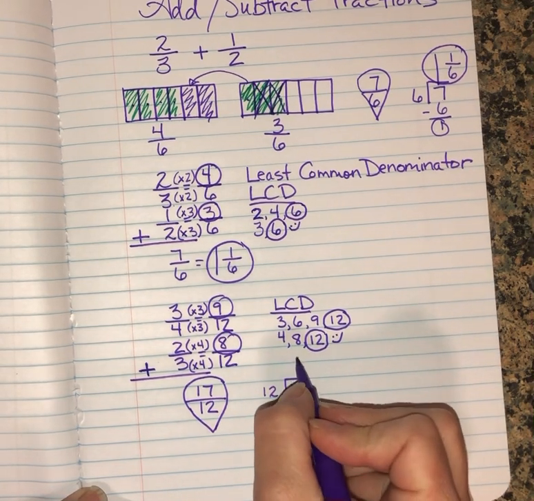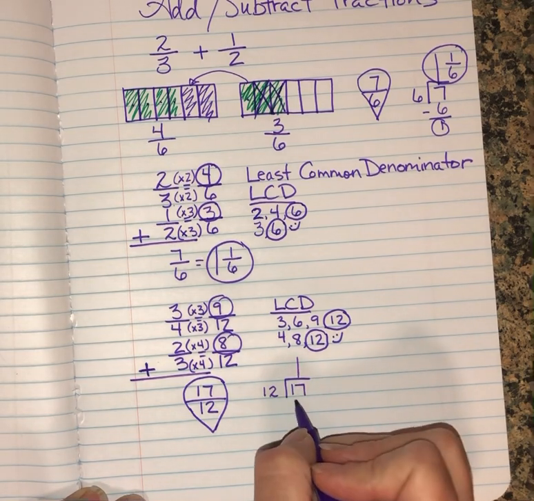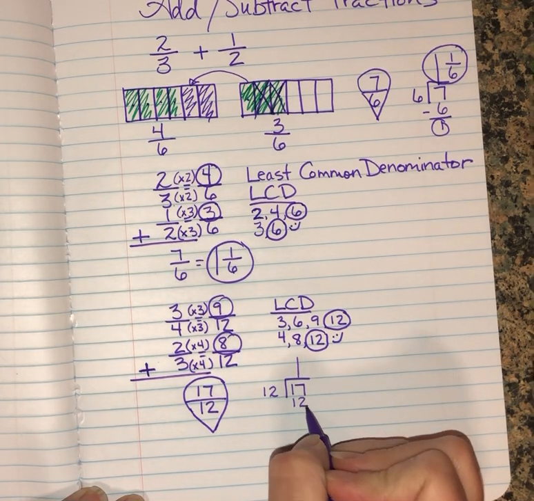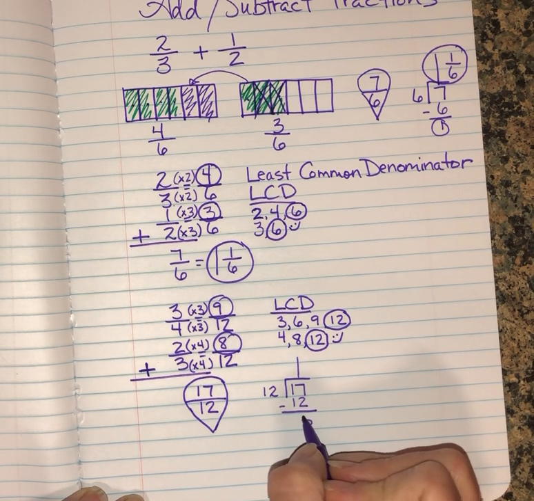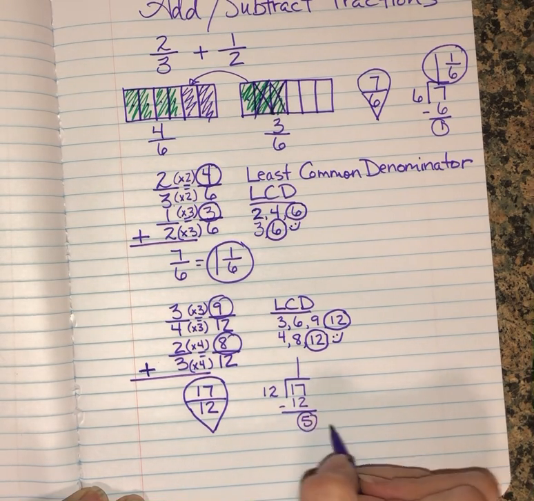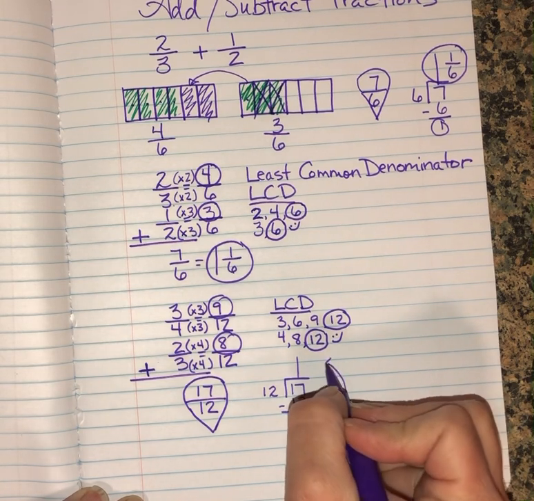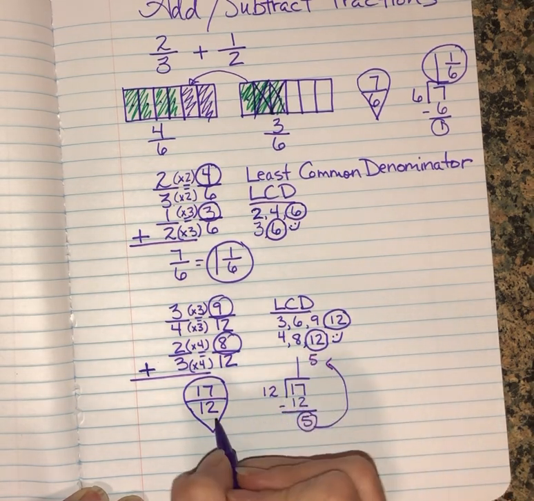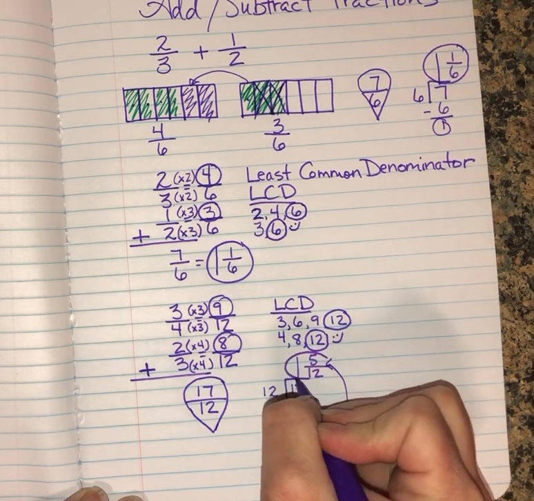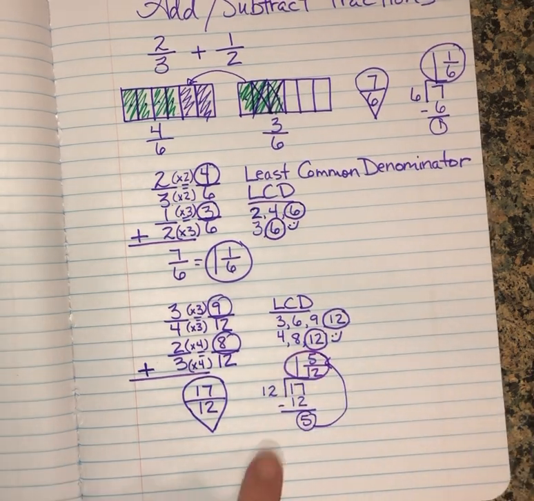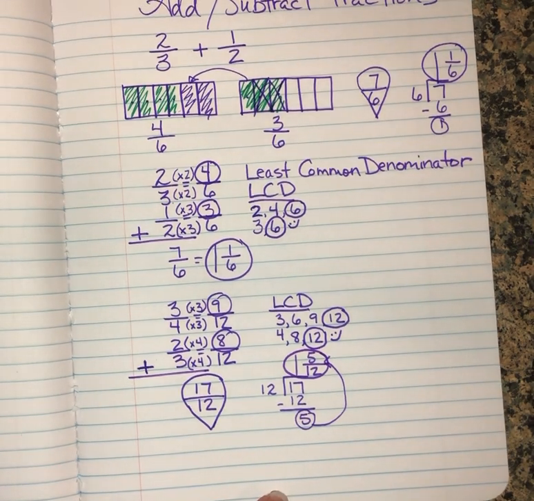12 will go into 17 one time. 1 times 12 is 12. I subtract. My remainder comes up here and becomes my new numerator. The denominator dominates. He always stays the same. Don't touch him. And my answer is 1 5/12.